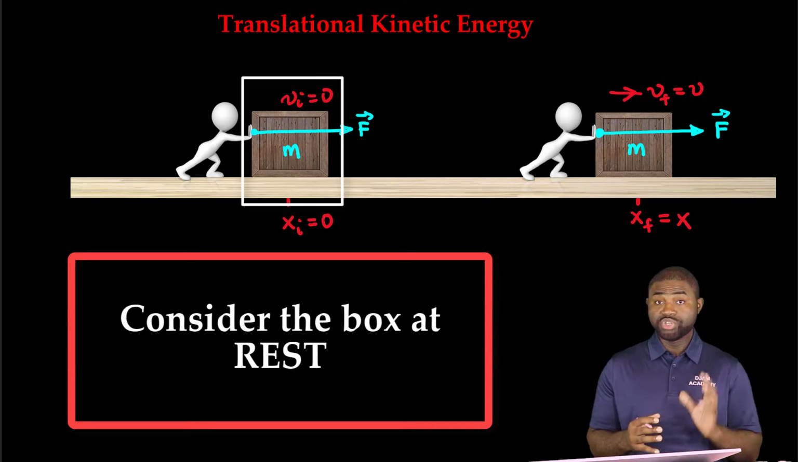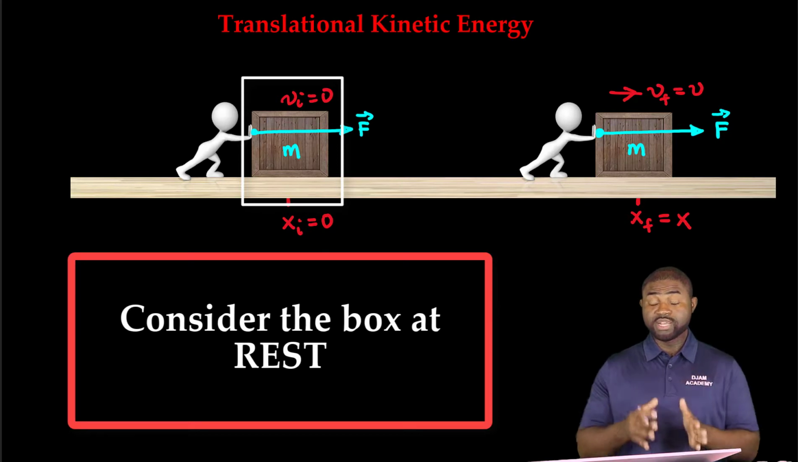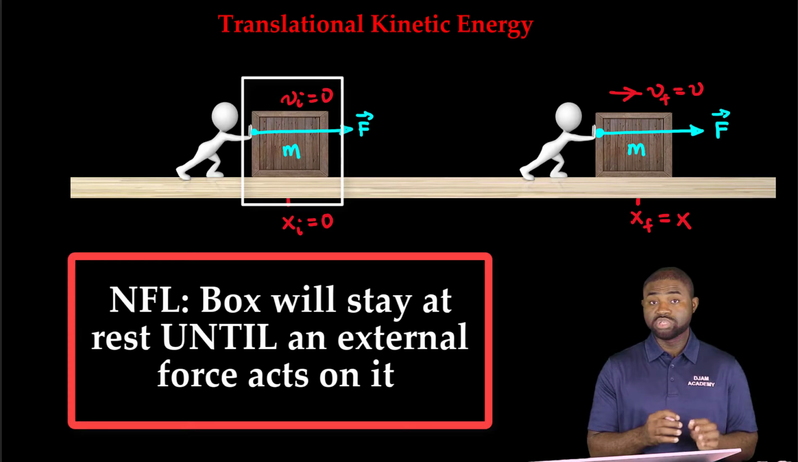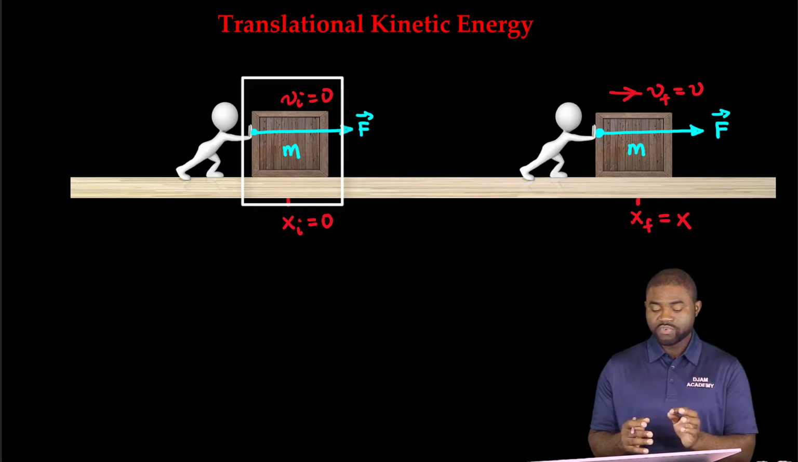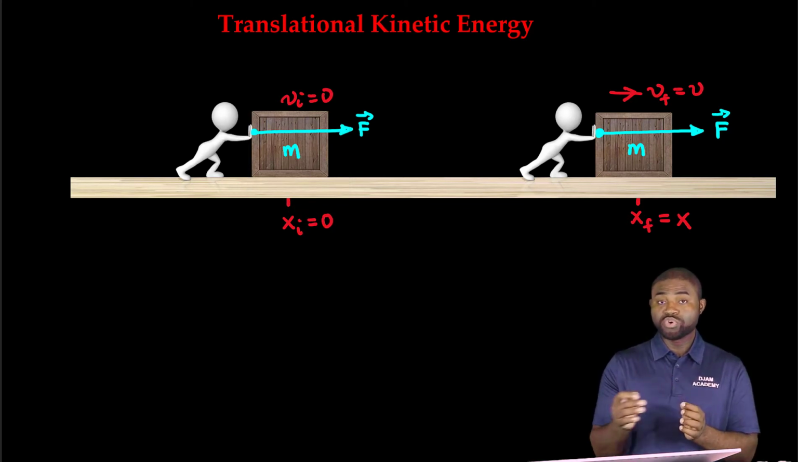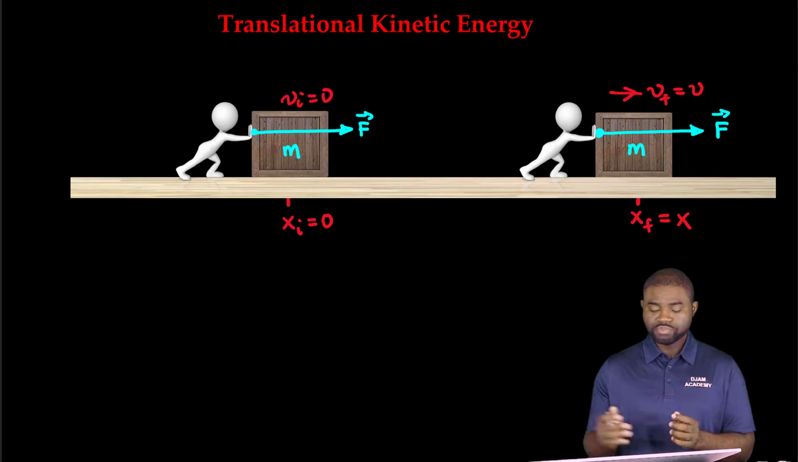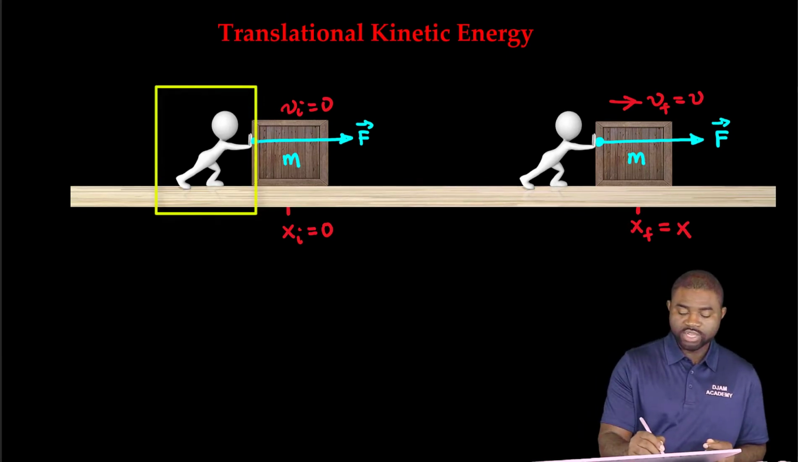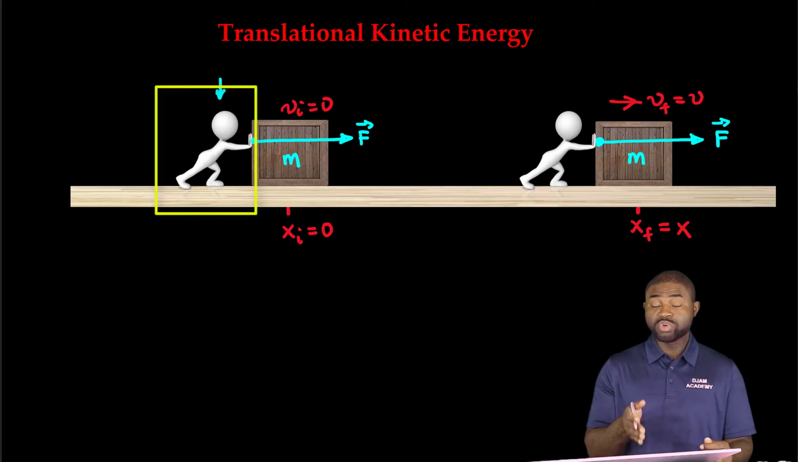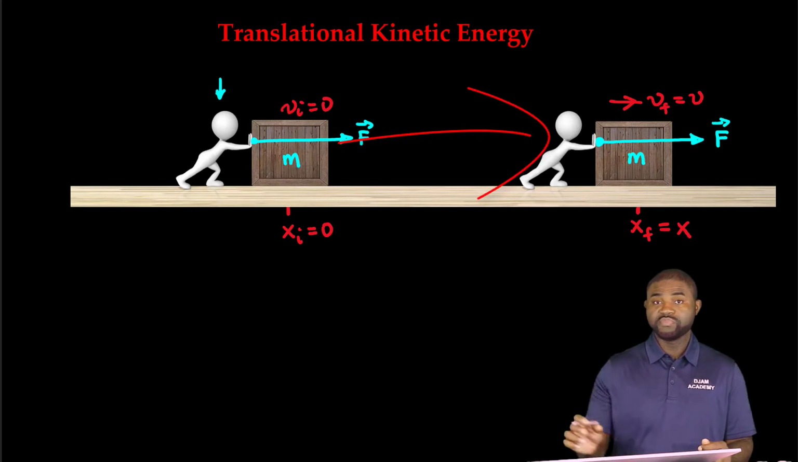In accordance with Newton's first law of motion, this box will remain at rest until an external force acts on it. In other words, we have to exert a force on the box in order to cause it to move. Let's say that we then exert a force F on the box, causing the box to accelerate from rest to a particular velocity v.